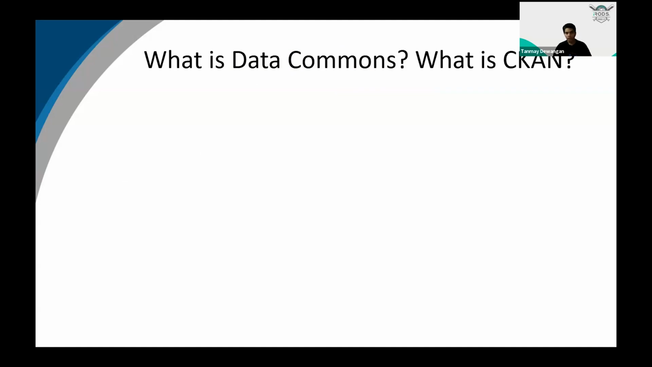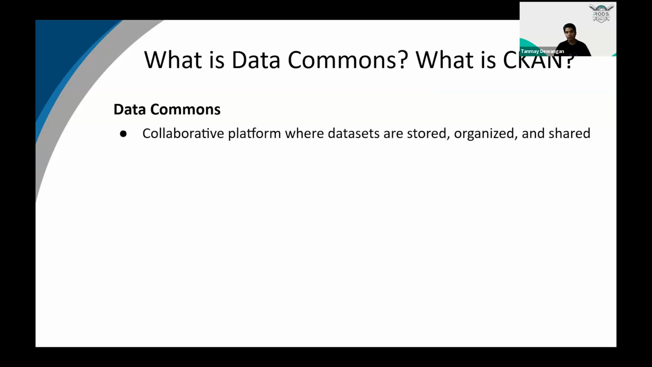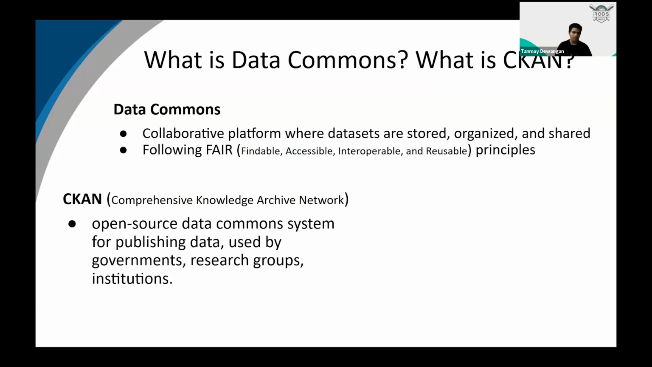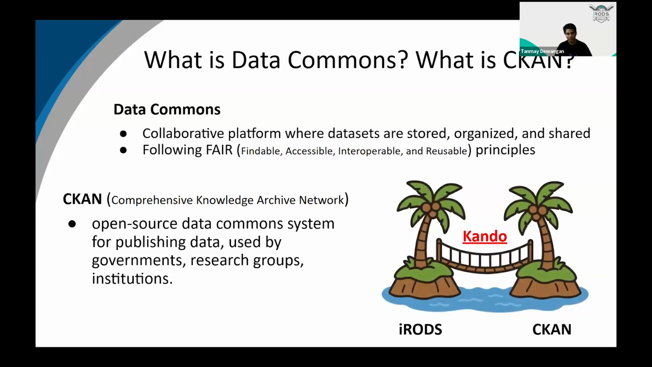So before I dive into Kando, I'll quickly define two key concepts. A data commons is a collaborative platform where data sets are stored, organized, and shared, typically with metadata that makes them findable, accessible, interoperable, and usable, which stands for FAIR. And CKAN, on the other hand, is an open source system for publishing data and is used to build data commons. Many governments and research groups use it to build searchable data portals. In this project, CKAN acts as a user-facing portal, while iRODS or cloud storage remains in the backend infrastructure. And Kando helps to bridge these two islands.